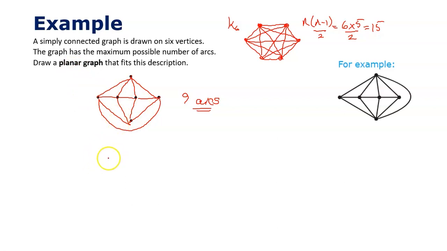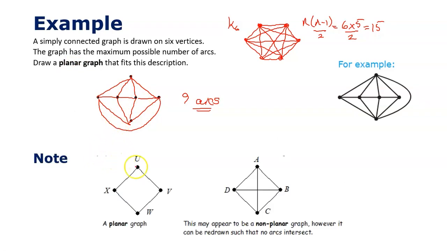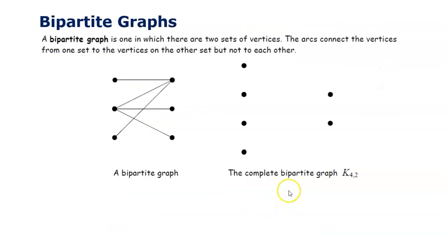with thickness 1. And I've just got a little note to you here. A planar graph can be drawn like this. This may appear to be non-planar, however, it can be redrawn. And this is what I was showing you before. In fact, it's the exact same example, just drawn a different way. Now, bipartite graphs, let's have a look at these.